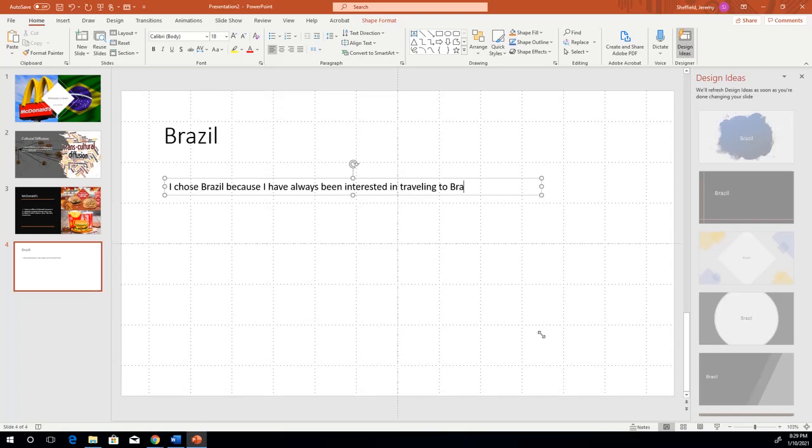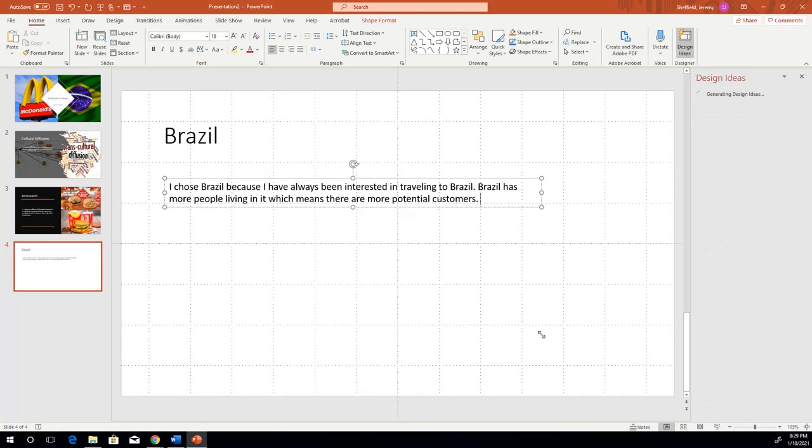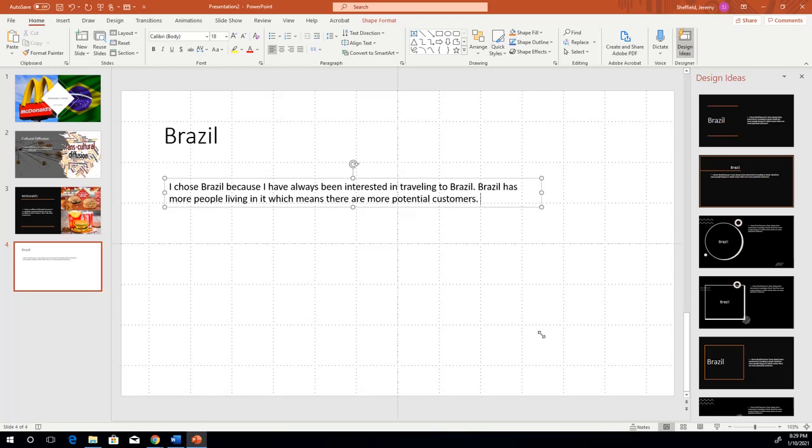Other thing is just, you know, as the world geography teacher, Brazil has more people living in it, which means there are more potential customers. Because remember, you're trying to set yourself up for success. I just happen to know that Brazil's got a ton of people that live there. So, you know, the more people living there means that there's more potential customers. All right. So that's why I chose Brazil.